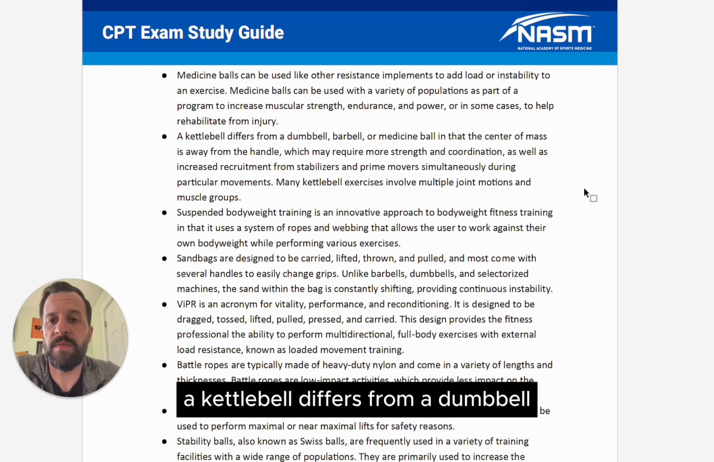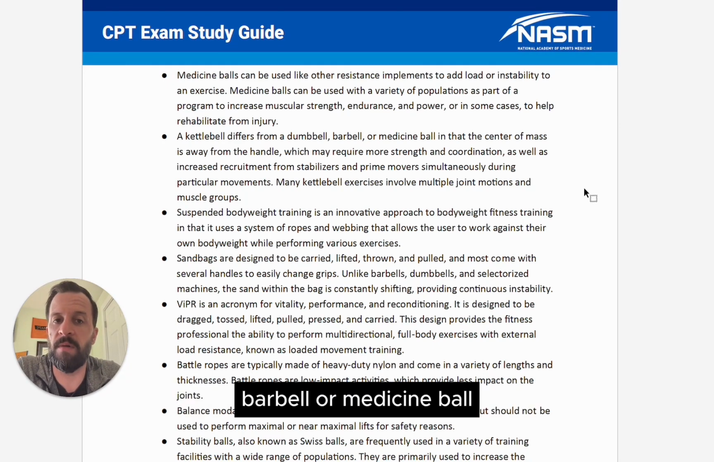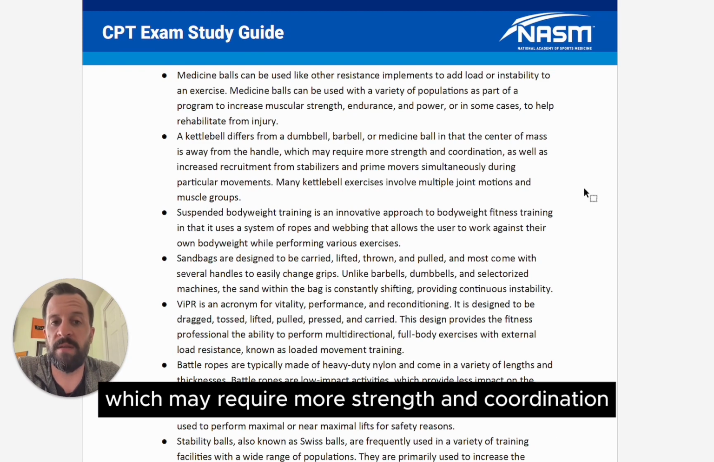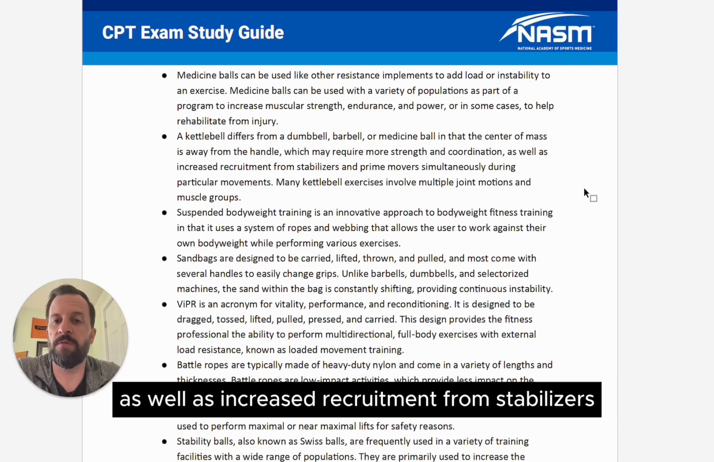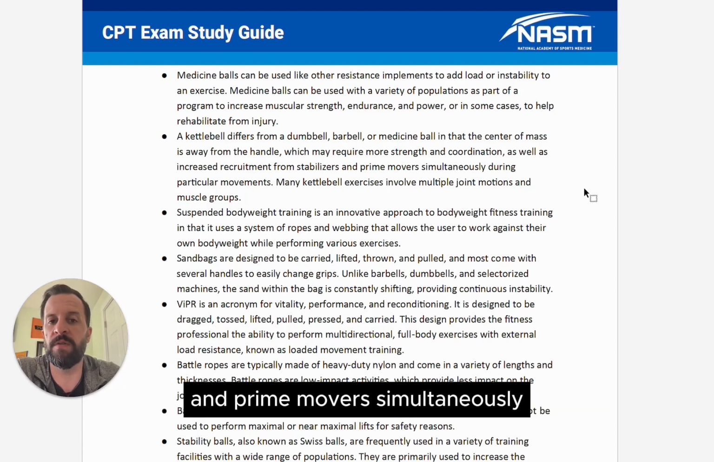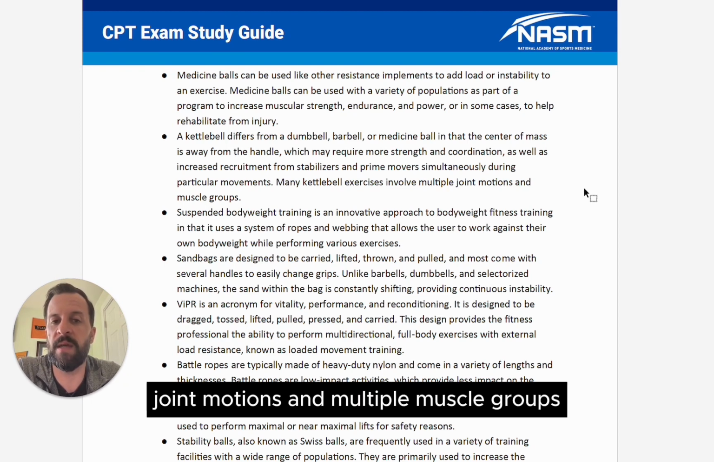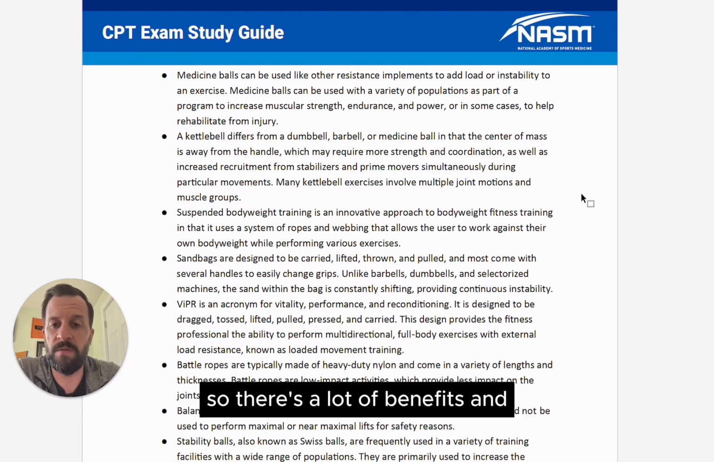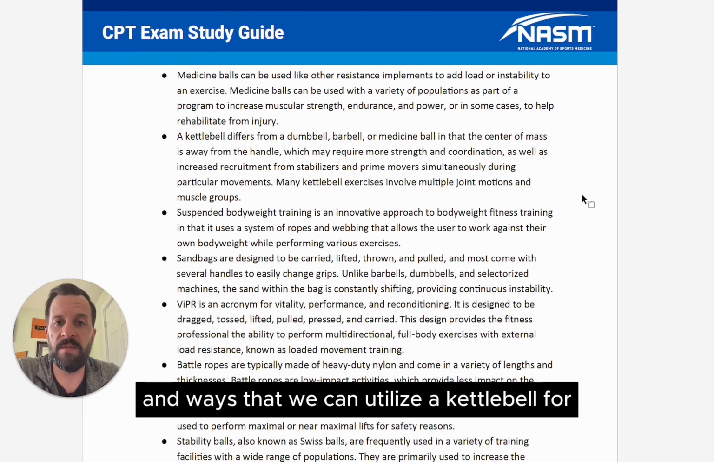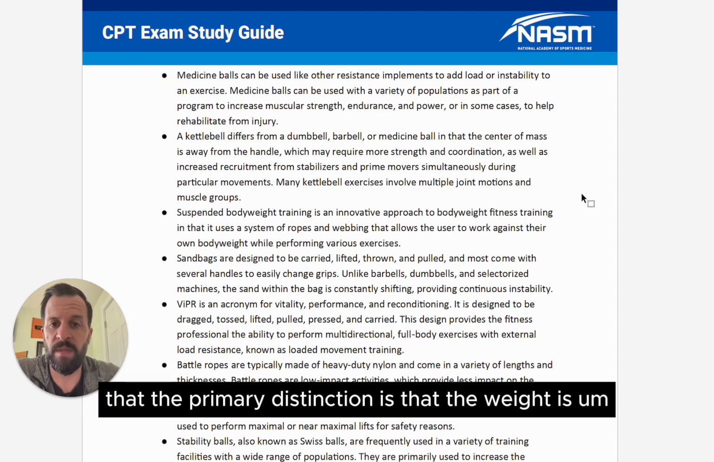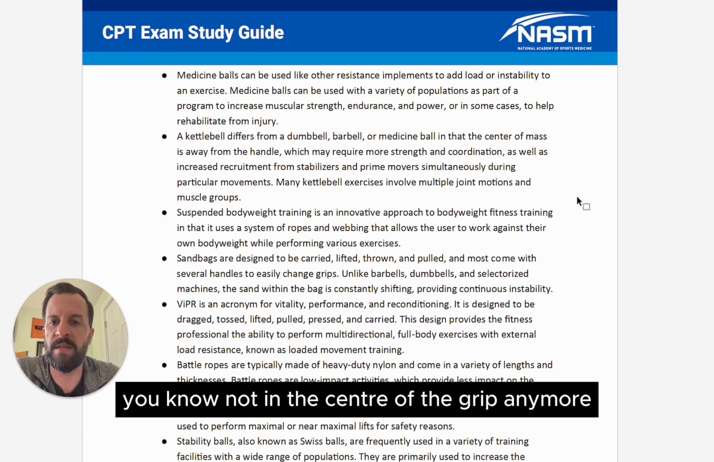A kettlebell differs from a dumbbell, barbell, or medicine ball in that the center of mass is away from the handle, which may require more strength and coordination, as well as increased recruitment from stabilizers and prime movers simultaneously during particular movements. Many kettlebell exercises involve multiple joint motions and multiple muscle groups. So there's a lot of benefits and ways that we can utilize a kettlebell, but just note that the primary distinction is that the weight is not in the center of the grip anymore.